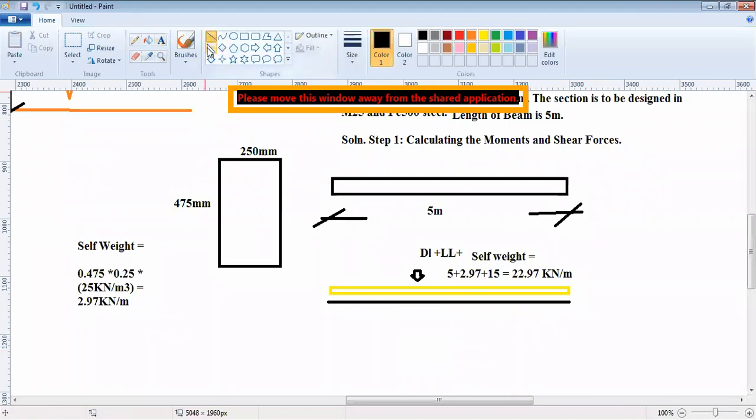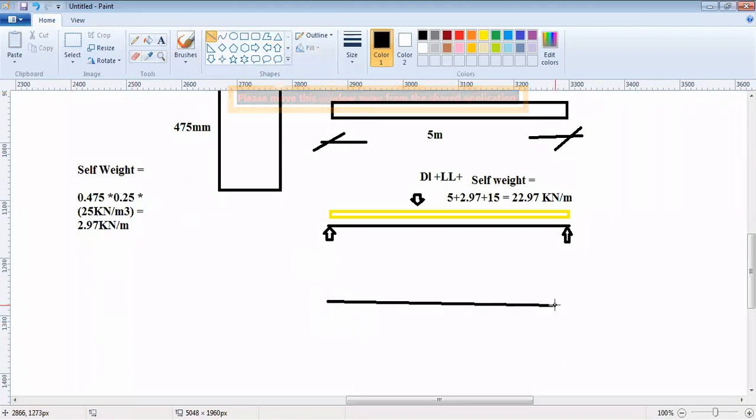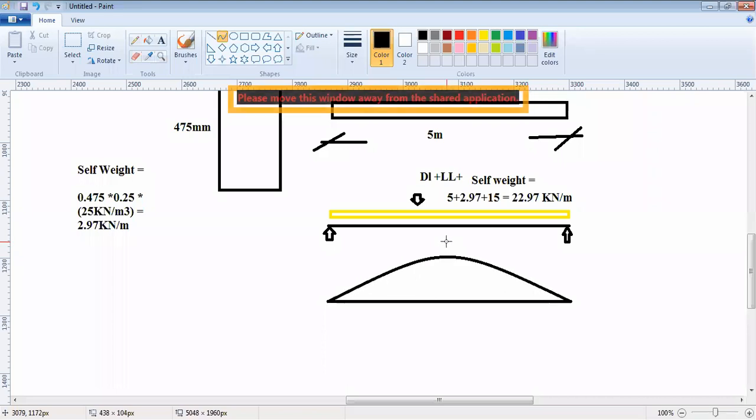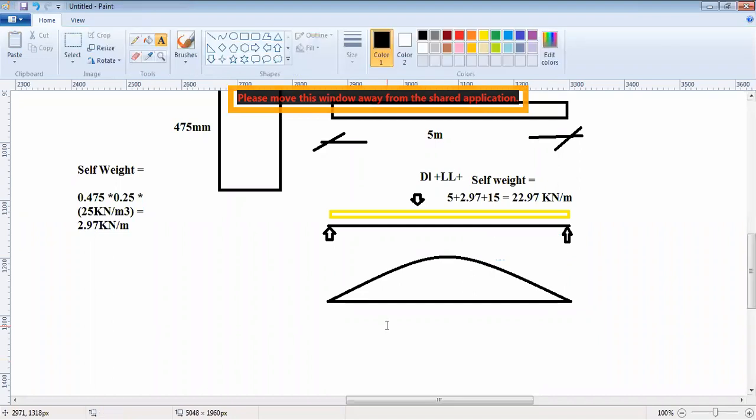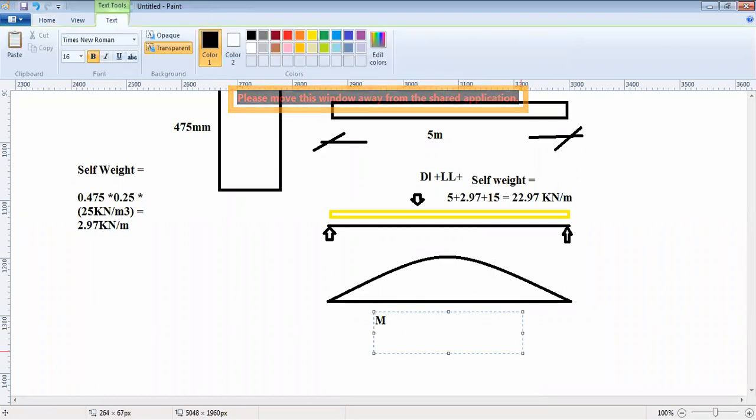Now, again, we are treating it as simply supported. This is supported at the two ends. Thereby, our bending moment diagram would be: what will be the maximum? It will be WL square by 8.